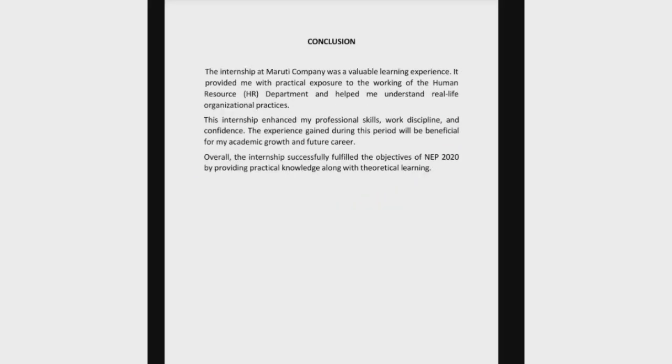Now, the last page of the internship report, the conclusion. In this conclusion, you summarize your overall experience. You explain how the internship helped in academic and professional development. You mention that the internship bridges the gap between theory and practical knowledge. This is the last page of your internship report, the conclusion, and you can draft it this way.